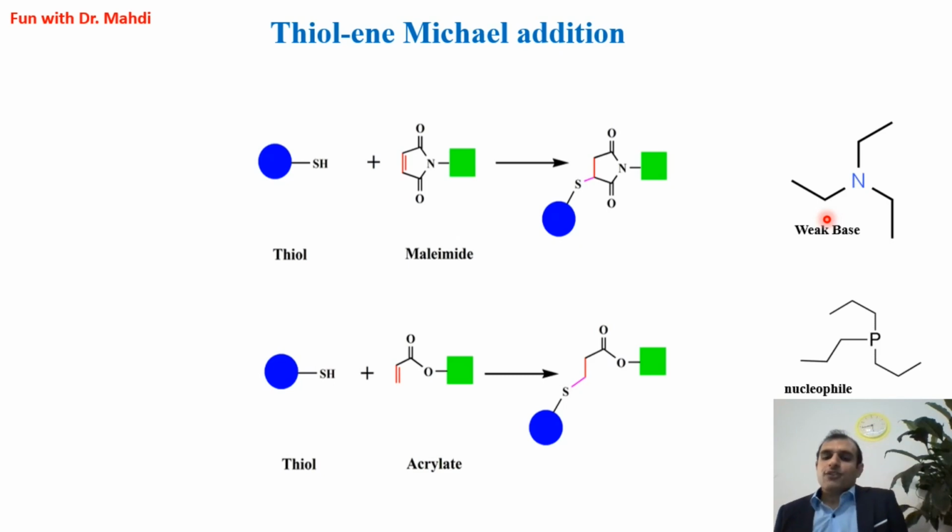Weak base, and which one is better? Weak base or nucleophile compound? Which one should we use for doing this type of click reaction? When we use a nucleophile compound, the click reaction should be faster than when we use a weak base. But the thing is here, when we use a nucleophile compound, the reaction rate will be much slower than when we use a weak base. Weak base and nucleophile compound, both of them have their advantages and disadvantages.